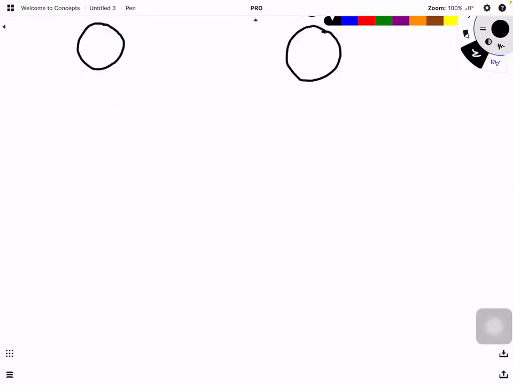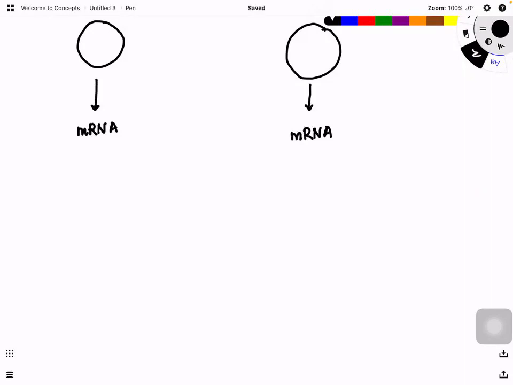Basically it's very simple. What we're going to do here is extract the mRNA from both samples. We extract both samples' mRNA. Then we're going to use a reverse transcriptase.